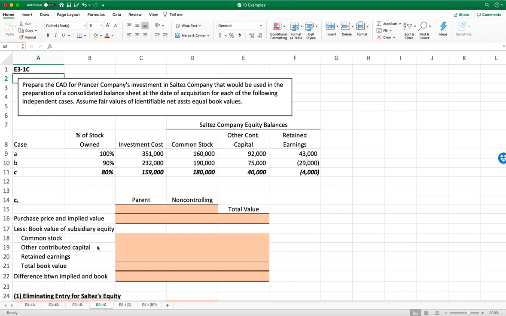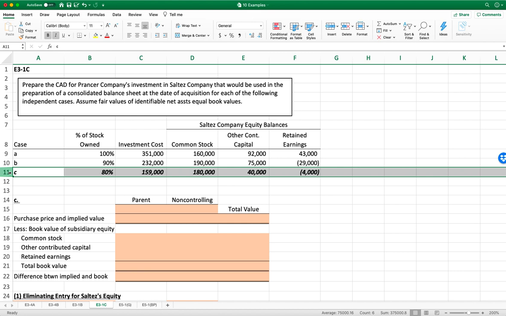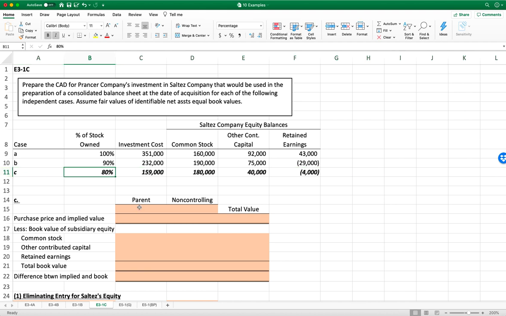In this example, we are again looking at Prancer and Saltez, but we've moved down to scenario C. Last one we did was scenario B. So again, we're just going to start with our computation and allocation of differences schedule. We're going to start with our ownership percentage, which this time we own 80% as the parent. That leaves 20% left over for our non-controlling interest.